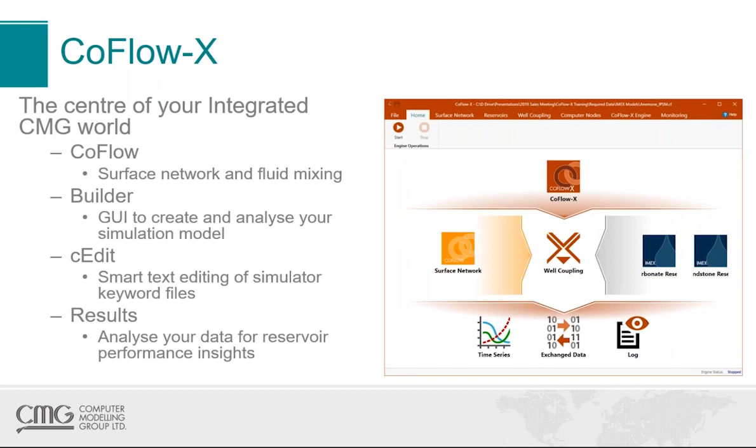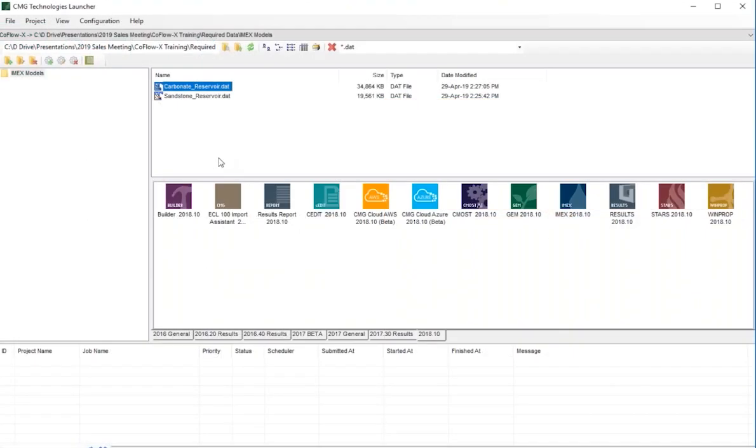So if I come out of our presentation now, I will go through a demonstration of how all this integrated system works. I'll start up with our launcher and just introduce you to our two reservoirs that we're going to show you. We have two reservoirs here, the carbonate reservoir and a sandstone reservoir. These are your standard DAT files.